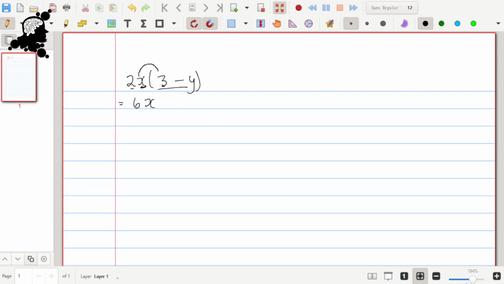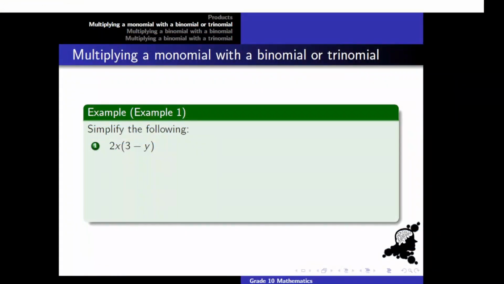Right. Next, I say 2x times minus y. I multiply the coefficients. 2 times minus 1, this is going to give me minus 2. There's x here, there's no x there, no problem. I just bring the x down as it is. There's a y here, there's no y there, no problem. Bring the y down as it is. There we are. We have multiplied out the brackets. This is our product. We are done. Life is great. Wonderful. All right.